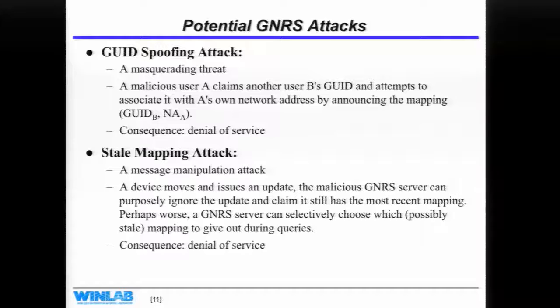The second attack is the stale mapping attack. In this case, the GNRS server is compromised and can purposely ignore the new GNRS update and still provide the old mapping to other users who make a query. Therefore, the victim user will not receive any traffic from other users because no one else knows its current network address.